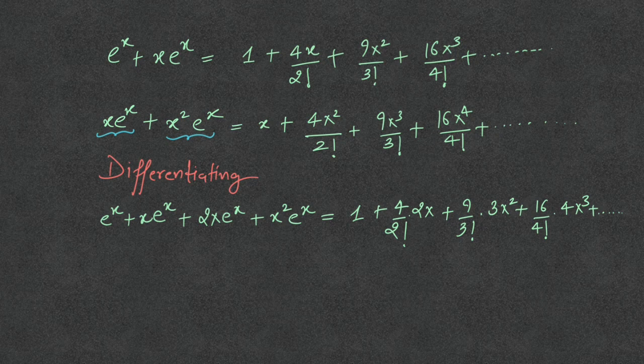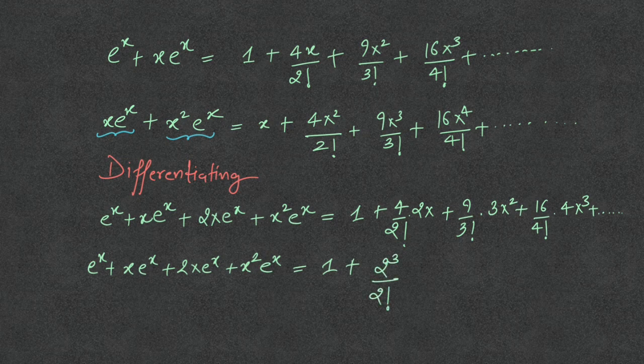And this finally becomes e to the power x plus x e power x plus 2x e power x plus x square e power x equal to 1 plus 2 cube upon 2 factorial into x plus 3 cube upon 3 factorial into x square plus 4 cube upon 4 factorial into x cube and so on.